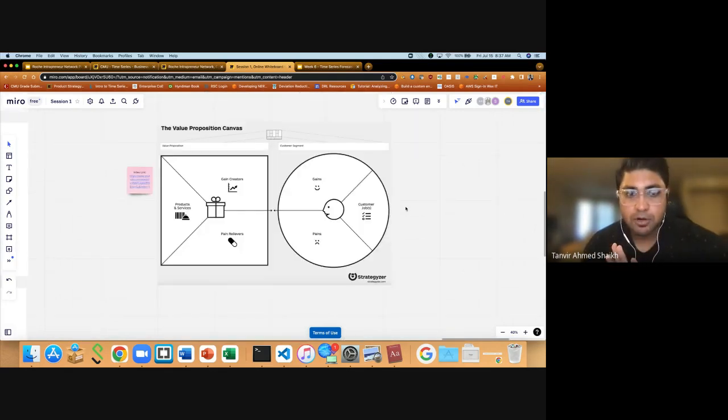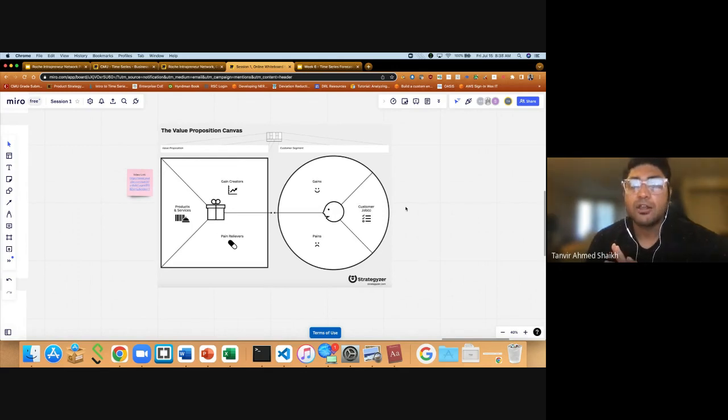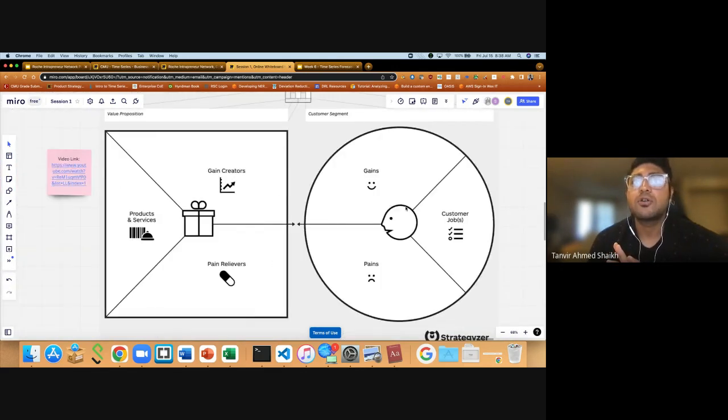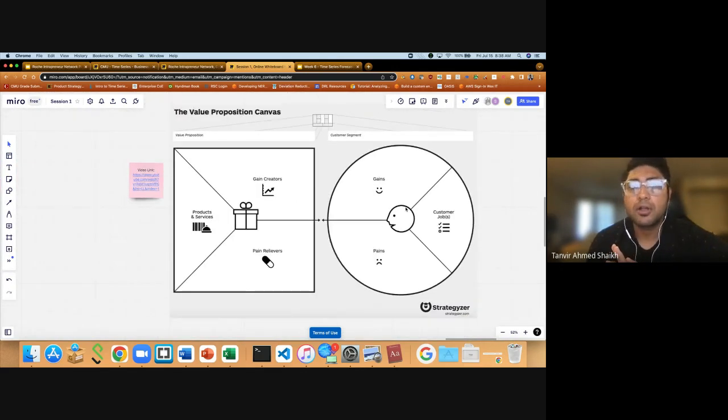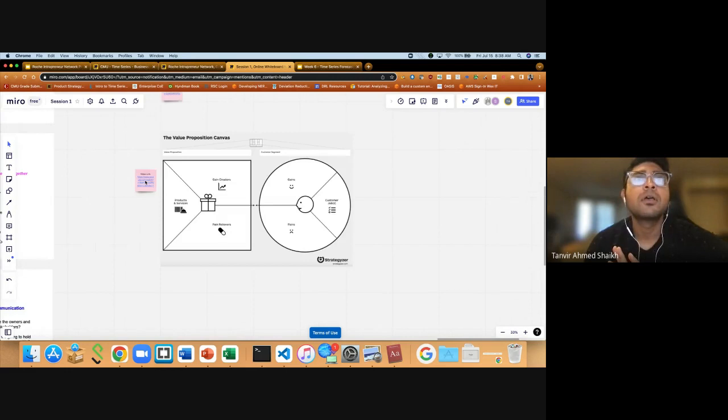We saw the business model canvas. There's another canvas called the value proposition canvas, which is also a great tool for an entrepreneur. There is a link to the video on the Miro board. We will not be going into that, but this is another one that you can look at.